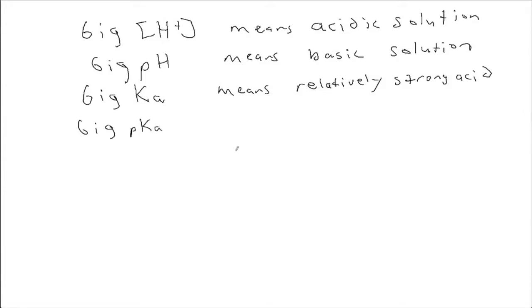What does this mean? A big pKa means a relatively basic molecule. Put it in terms of acidity. When we're using pKa, we probably wouldn't refer to it as a base. It's still an acid. A relatively weak acid. That's right.